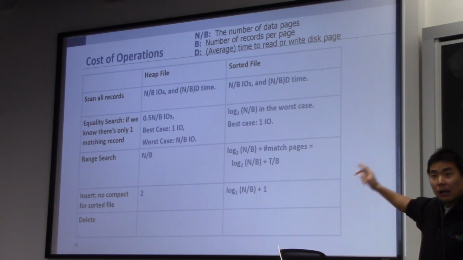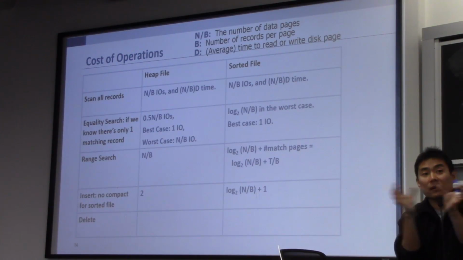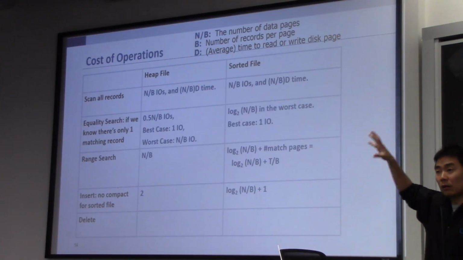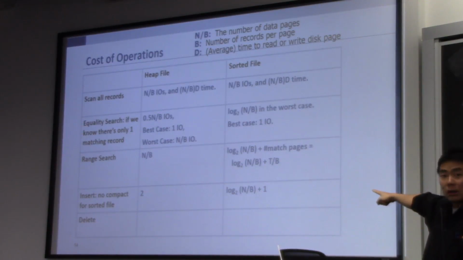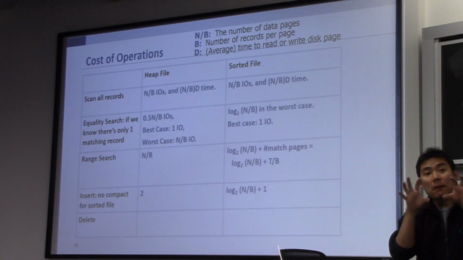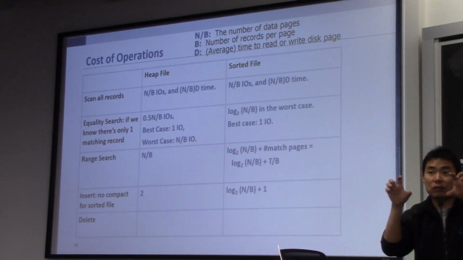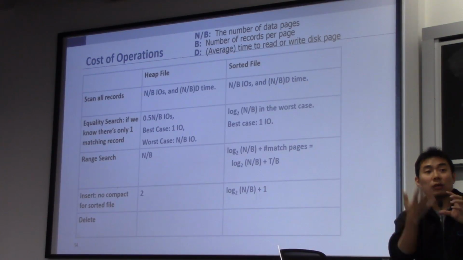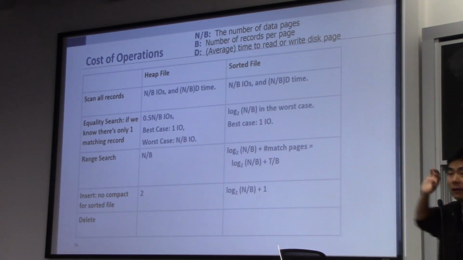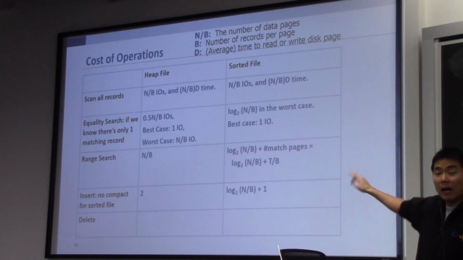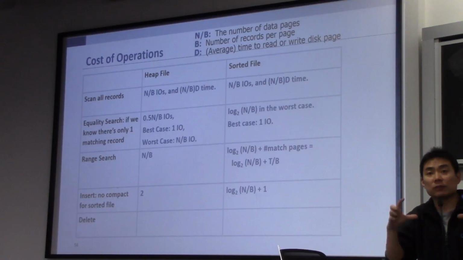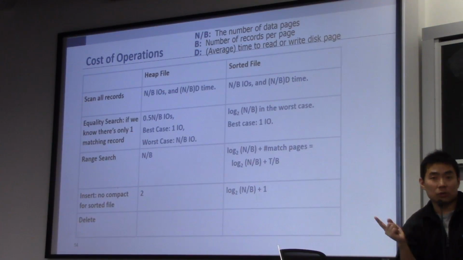For sorted file, if you assume you don't have to compact the record space, then it's simply the cost of finding the page, log 2 N over B. Remember, by that time, the page that's supposed to hold the record is already pinned in the buffer. So you only need to update and write it back. So plus 1 is to write it back. Why log 2 N over B? Because you need to find the right page to insert this record to. That's essentially like an equality search.